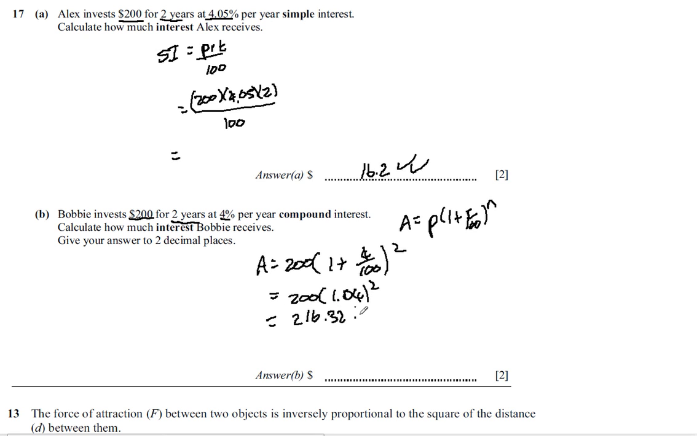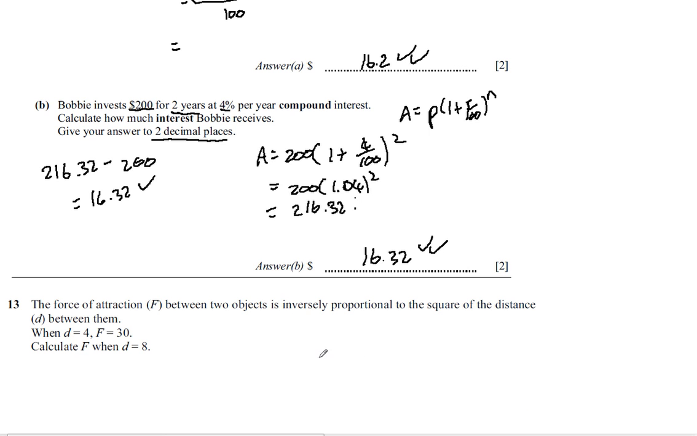Okay, so this is how much he has in total. To get how much interest he earns, we just take this value, 216.32, minus the value he has in the beginning, 200, and that's $16.32 to 2 decimal places. It is the 2 decimal places, so that's all good.